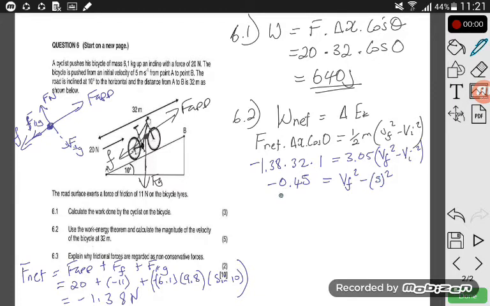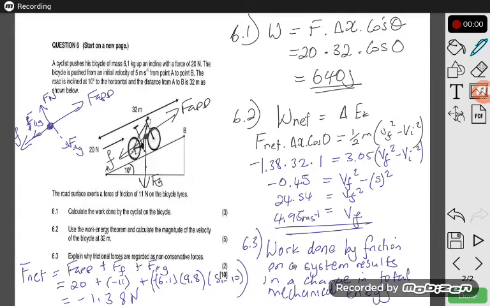We're going to add that 25 to this side. So plus 25, which is going to give us 24,54 is equal to v final squared. Then by finding the square root of that one, it is going to be equal to 4,95. So 4,95 meters per second is going to be the final velocity of the bicycle.